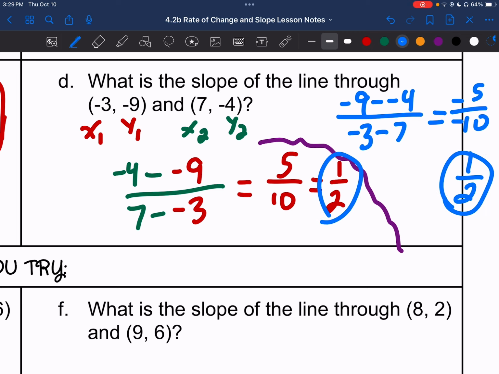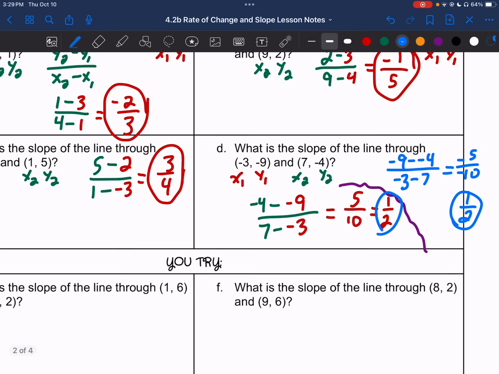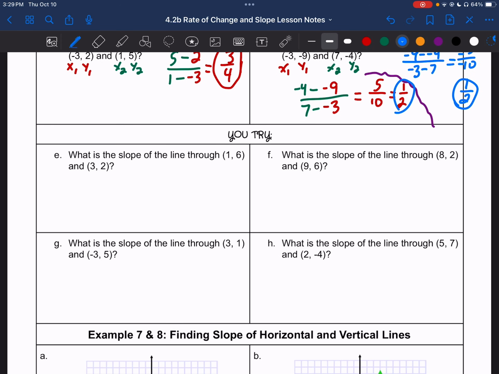So no matter which ordered pair you identify as x1, y1 or x2, y2, you're still going to get the same exact value for your slope as long as you do your subtraction correctly. So it doesn't matter which one you identify as being x1 and y1. All right, there are 4 U-Try problems for you, and I want you to do those on your own now.